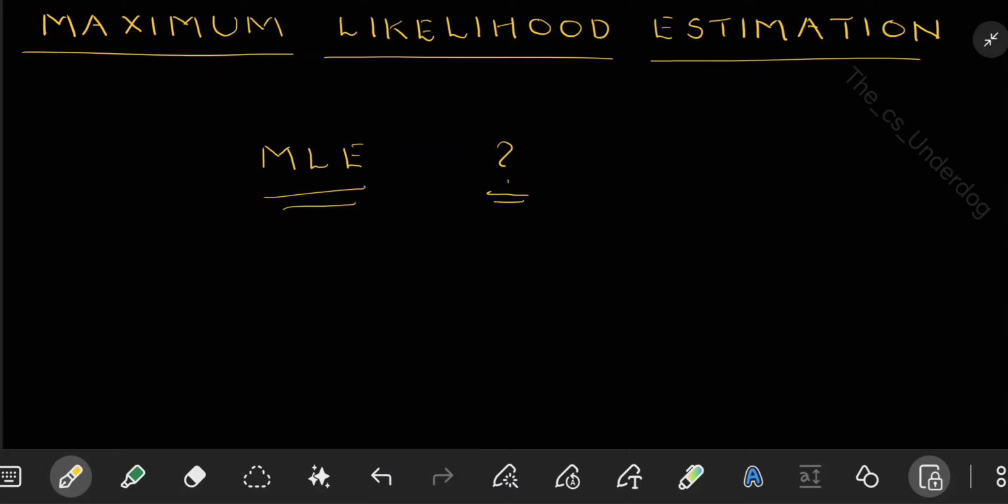Generally what happens is, let us say you are building some machine learning model, a classification model or something. Many times you will be building a probability distribution. So MLE is a method for identifying the parameters theta of that probability distribution by choosing values that maximize the likelihood function.